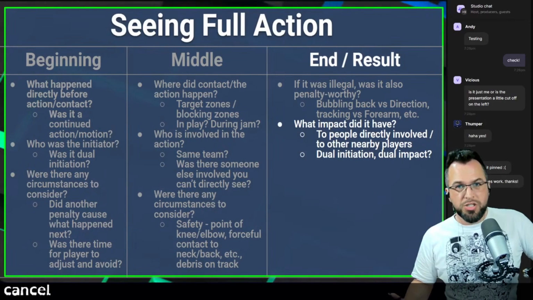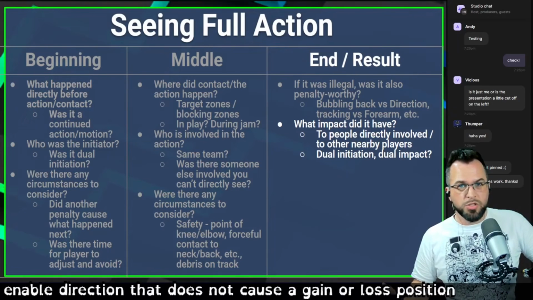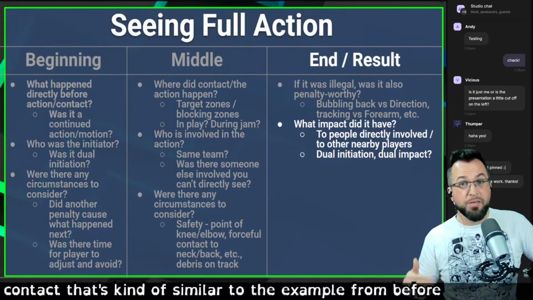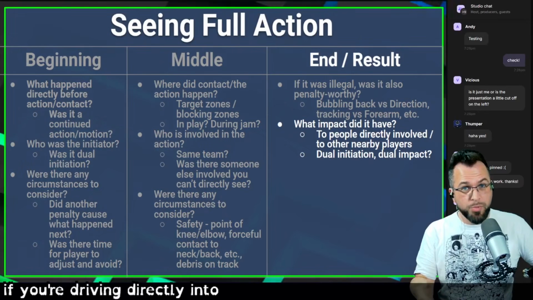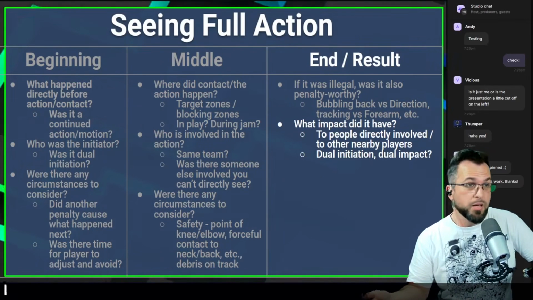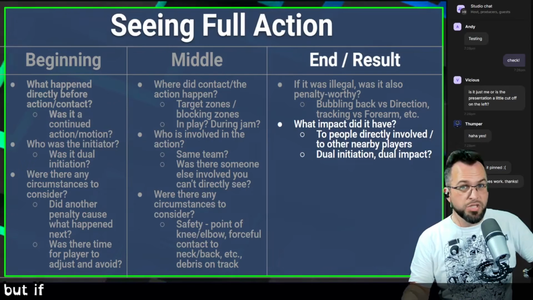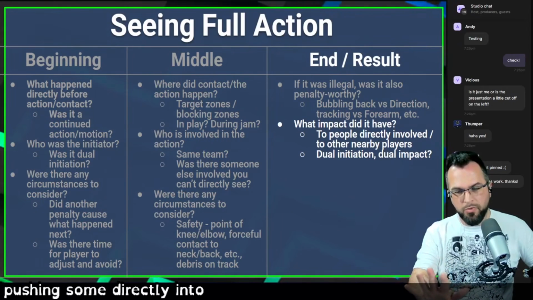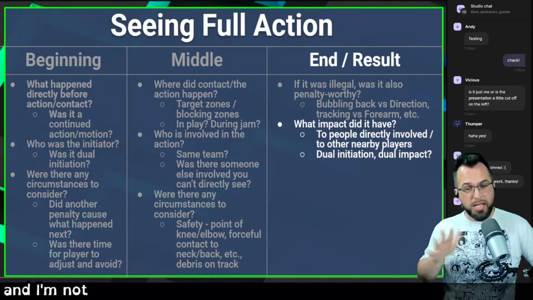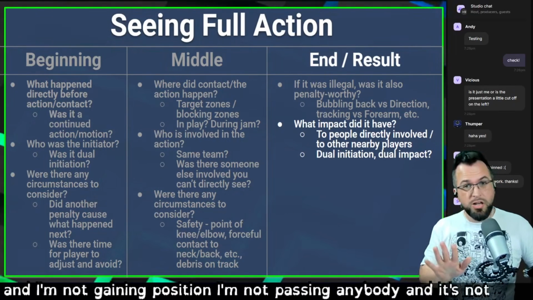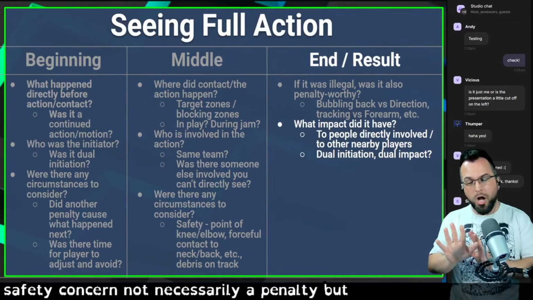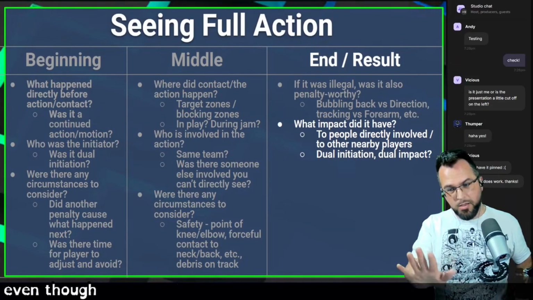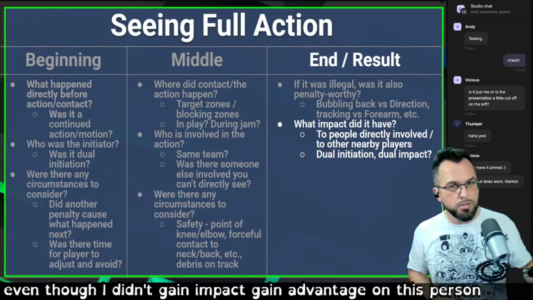For example, direction that does not cause a gain or loss of position for those involved, but it does allow a teammate to get by due to the contact. That's kind of similar to the example from before. If you're driving directly into someone's back, but there's no loss or gain of position, might not be a back block. But if there is a gain of position on a different opponent, so if I am pushing directly into someone's back and driving them forward, and I'm not gaining position, I'm not passing anybody, and it's not a safety concern, not necessarily a penalty. But if me pushing on their back allows me to pass one of their teammates, then there is impact. Even though I didn't gain advantage on this person, I gained advantage on a different opponent.